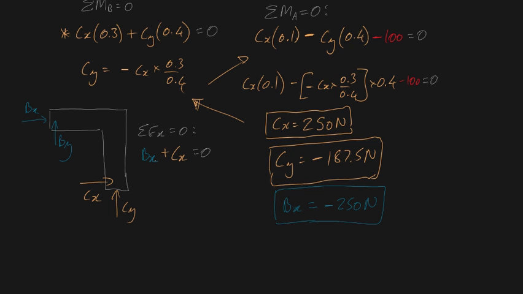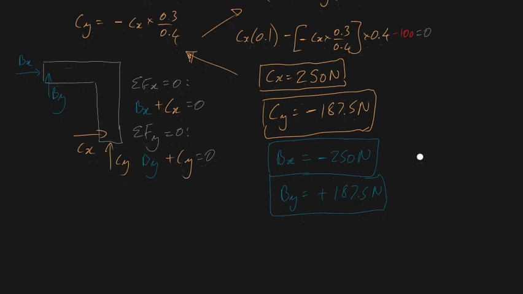Okay, not only that, but we also know that the sum of forces in the y direction is going to be equal to 0, meaning that By, it's positive because it's upwards, plus Cy, it's positive because it's upwards, is going to be equal to 0, meaning that By is going to be equal to minus Cy, so By is going to be equal to positive 187.5 newtons. All right, that's our answer for By.